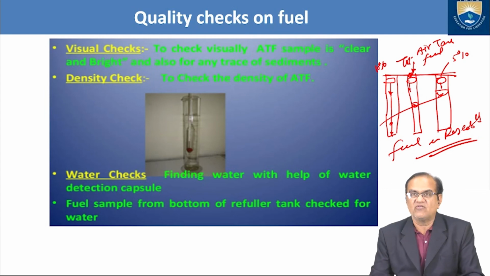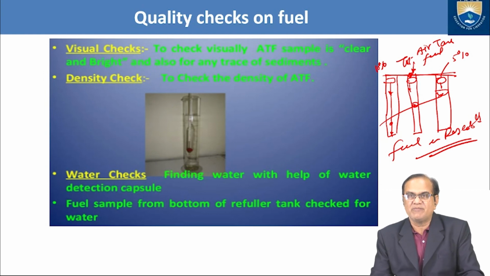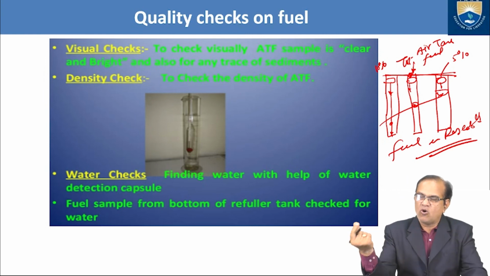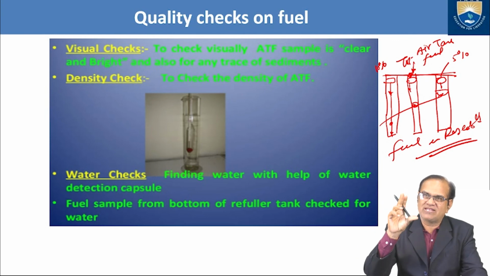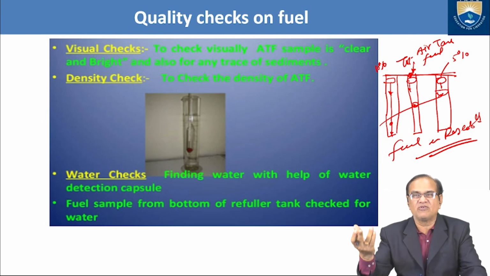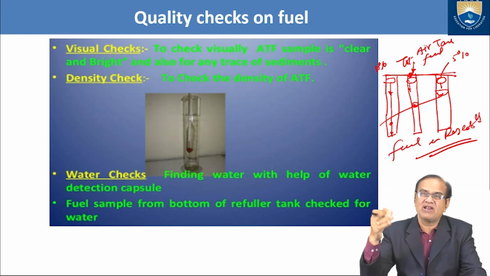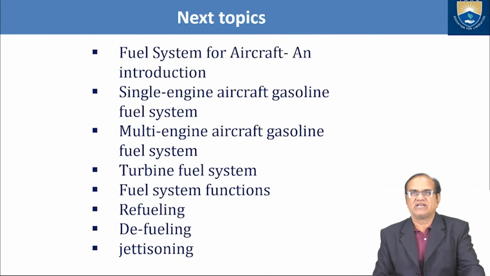Water checks: finding water with the help of a water detection capsule. Fuel samples from the bottom of the refueler tank are checked for water. So there is a capsule. If we open it and put that capsule in the fuel, the color of the fuel will change from clear to purple or some other color if water is present.